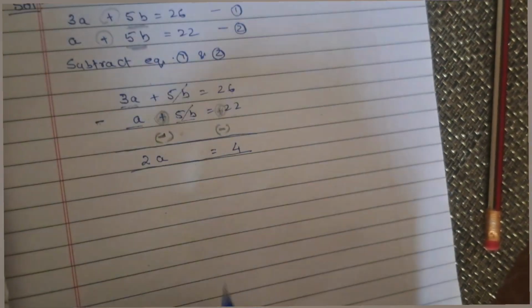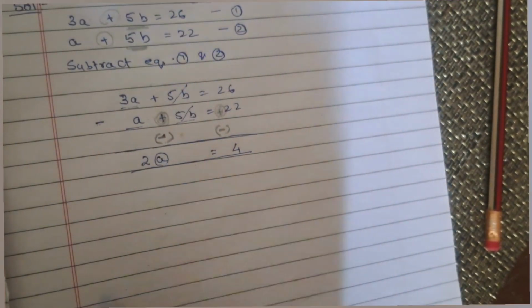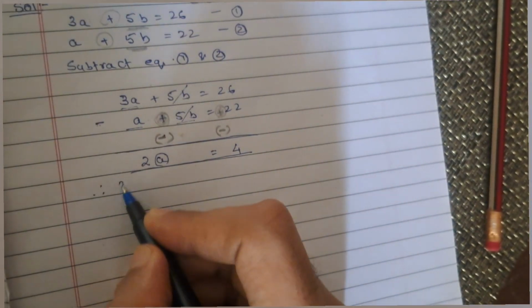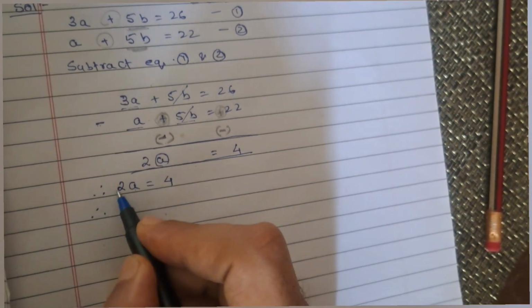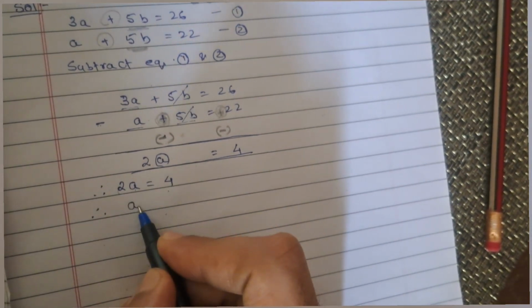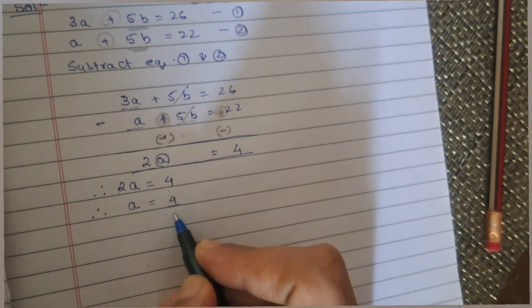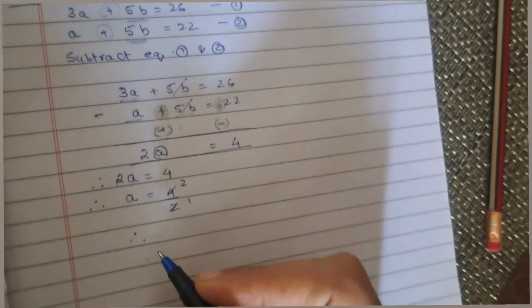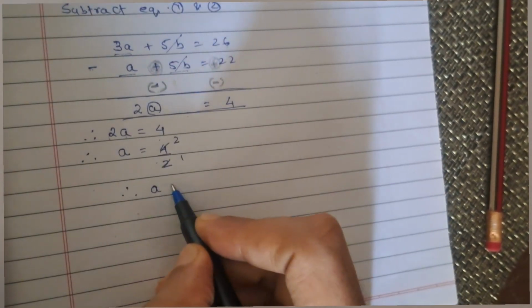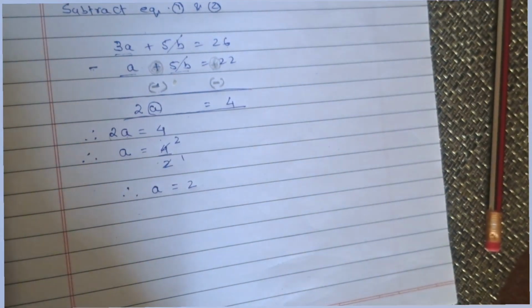And finally, as our aim was, I need to find the value of a. So I got 2a is equal to 4. In order to find a, I will send this 2 below. So it will become a is equal to 4 upon 2. 2 ones are 2, 2 twos are 4. And finally, I have my value of a with me. a is equal to 2.